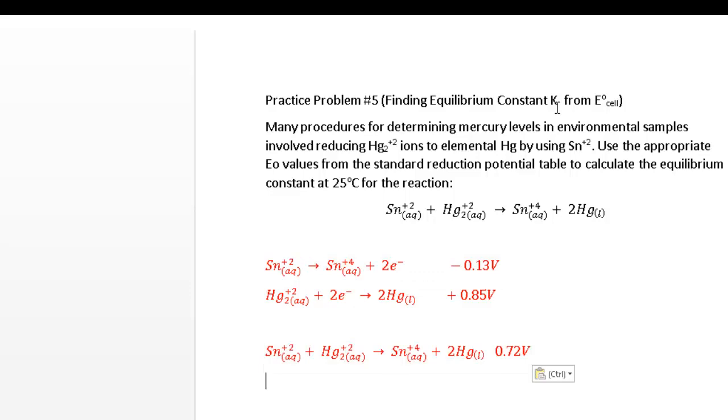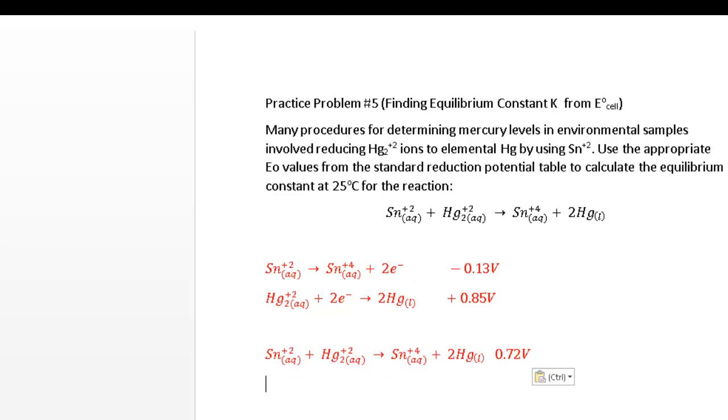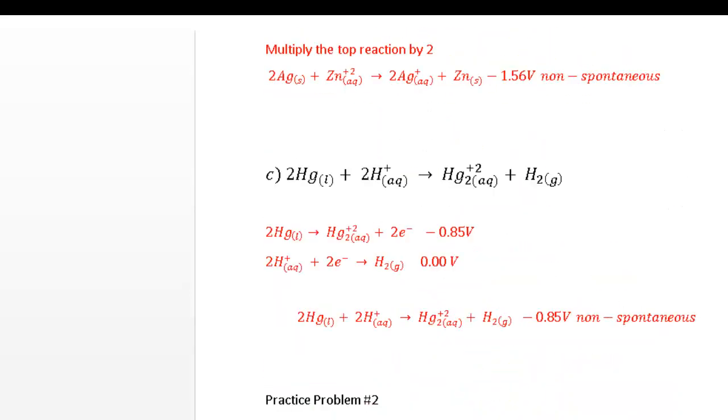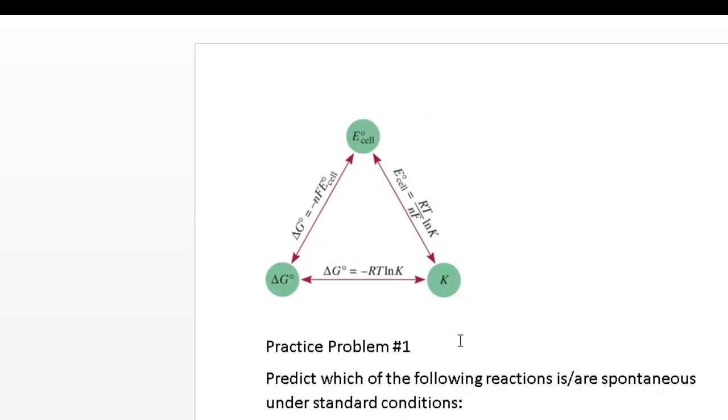How will we get K from here? Let's go back up to our triangle of equations. I think we're going to have to use this one. Ecell is equal to RT over NF natural log of K. R is a constant, will be given to you. F is a constant, will be given to you. N, the number of moles of electrons transferred, is a 2 electron transfer reaction. From this, we can solve for K.